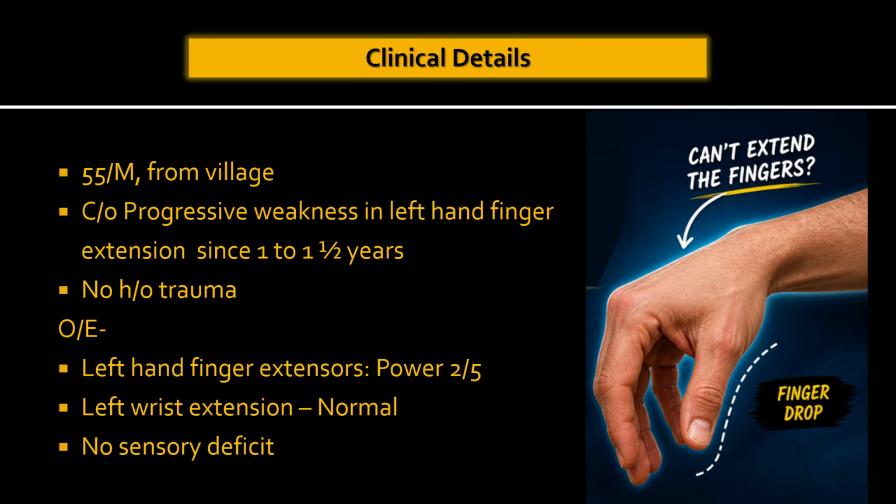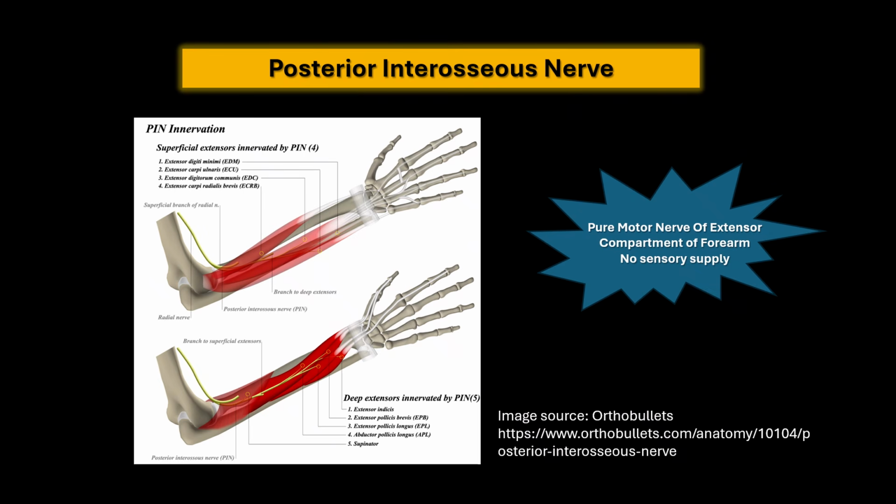His left hand finger extensors were weak with power of 2 by 5. Left wrist extension was however normal and there was no sensory deficit. So based on this clinical history and examination findings, it's clear that we are dealing with some pathology affecting the posterior interosseous nerve, as it is the motor nerve of the extensor compartment of the forearm. It provides innervation to 4 superficial extensors and 5 deep extensors of the forearm. It gives no sensory supply except for a few sensory branches that innervate the dorsal wrist joint capsule.